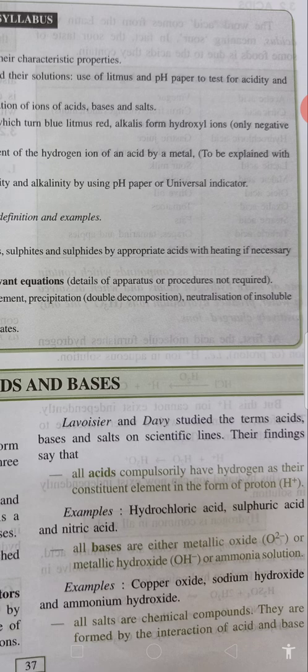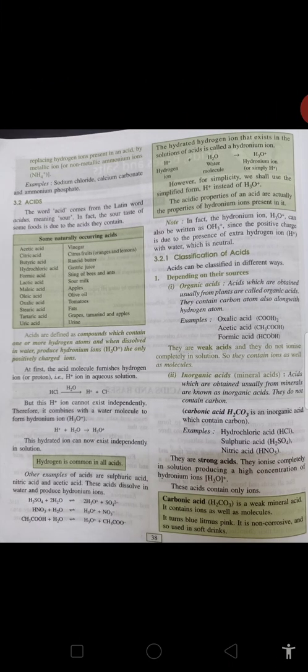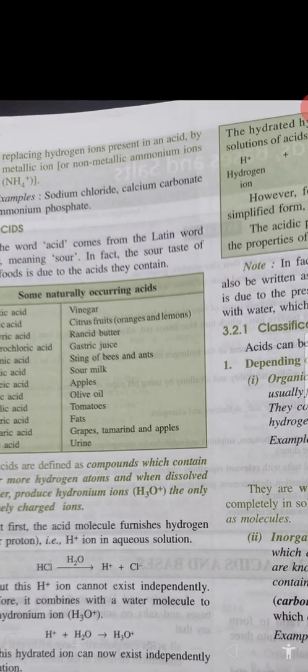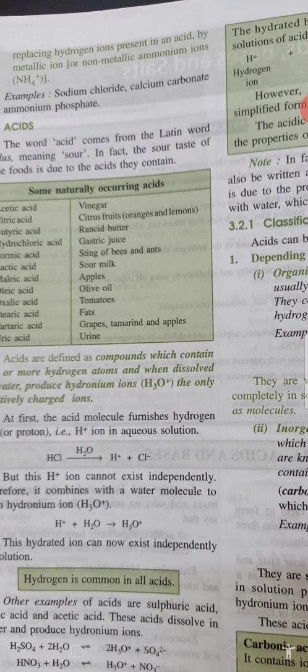Now all salts are chemical compounds and they are formed by the interaction of acids and bases, replacing the hydrogen ion present in an acid by a metallic ion or by the ammonium ion. So children, when we react acid and base, the hydrogen ion of the acid is replaced by a metal ion or by an ammonium ion, and then it forms a salt. For example, sodium chloride, calcium carbonate.